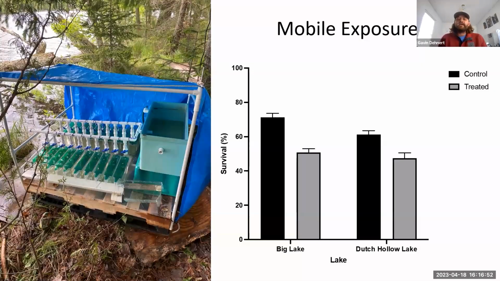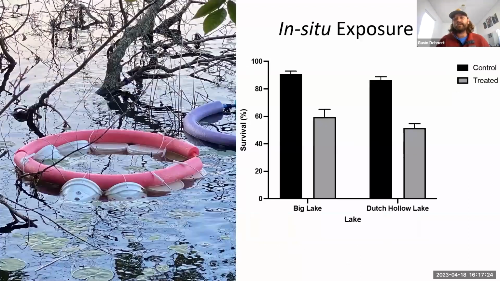So what did we find? For both of these lakes, compared to our control, we did this once when there was no herbicide in the lake and once during the actual herbicide in the lake. We saw very similar decreases in survivorship, about 20 to 30%, which is very similar to what we saw in the laboratory studies before. And this was similar for both Big Lake and Dutch Hollow.